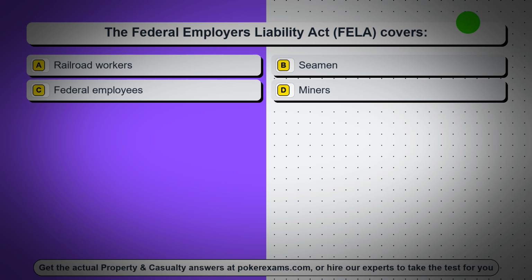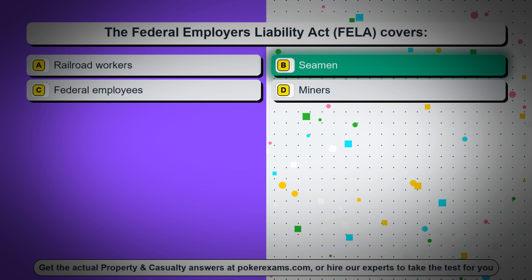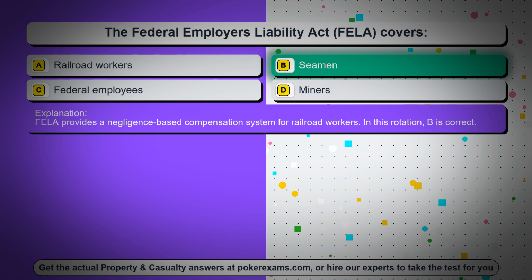Question 48. The Federal Employers Liability Act, FELA, covers option A, railroad workers, option B, seamen, option C, federal employees, option D, minors. The correct answer is option B, seamen. FELA provides a negligence-based compensation system for railroad workers. In this rotation, B is correct.